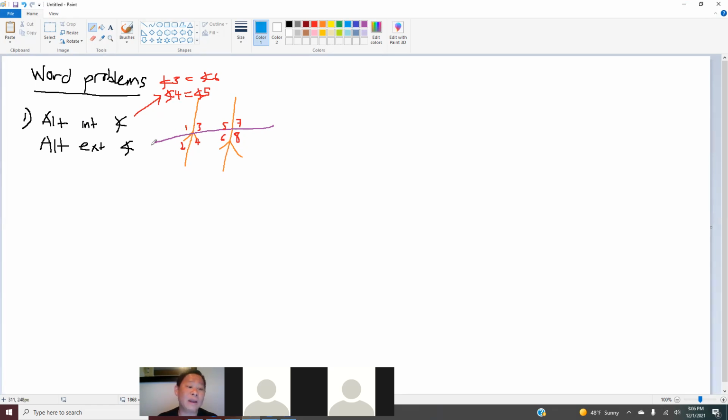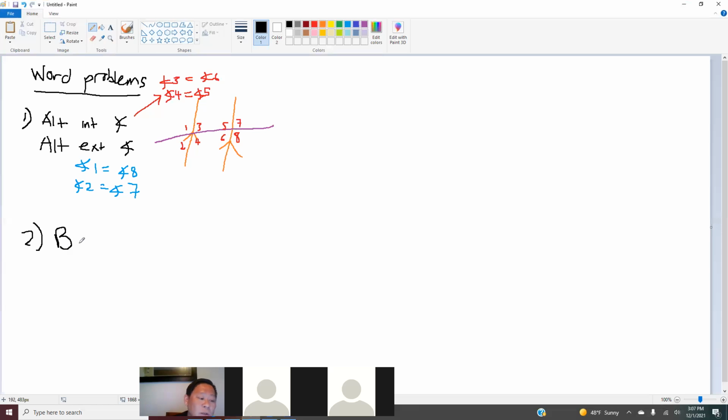Alternate exterior angles. So now we talk about exterior. Alternate means different. So now we talk about angles 1, 2, 7, 8. So angle 1 is the same as angle 8. This is called the alternate exterior angle. And also angle 2 is the same as angle 7. So this is all very important because when we do word problems, this is used a lot.